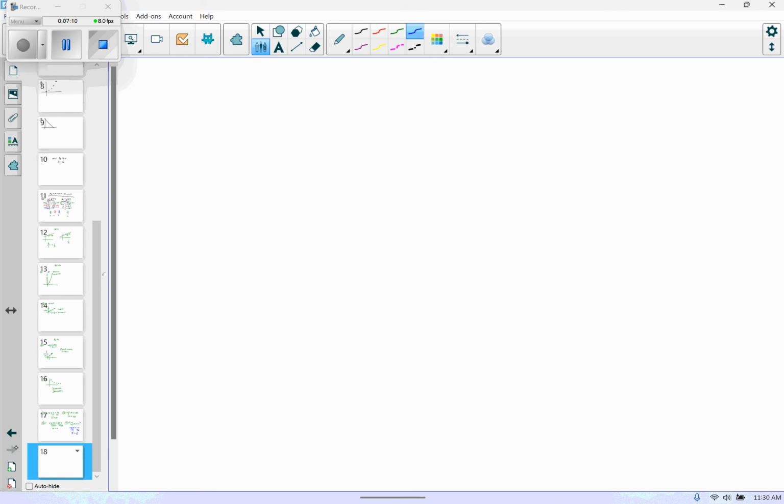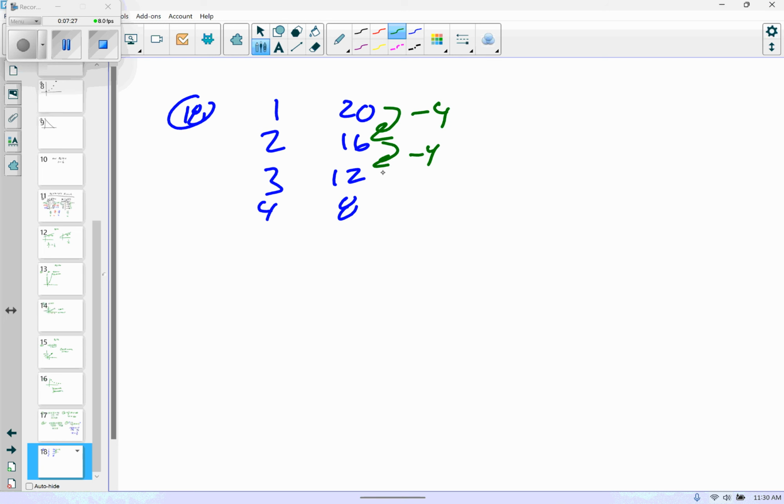Number 18, we find the recursive and explicit of each sequence. So I got 1, 2, 3, 4, 20, 16, 12, and 8. So I'm subtracting 4 each time. Okay, so what would my 0 term be then? Yeah, it'd be back up to 24, right? So let's use that. This is arithmetic.